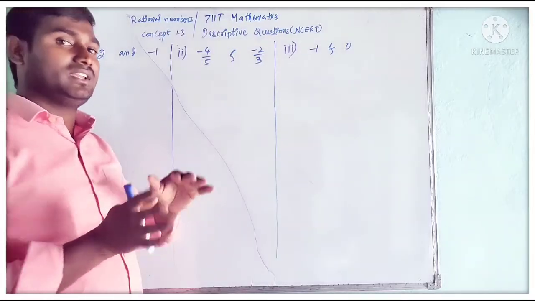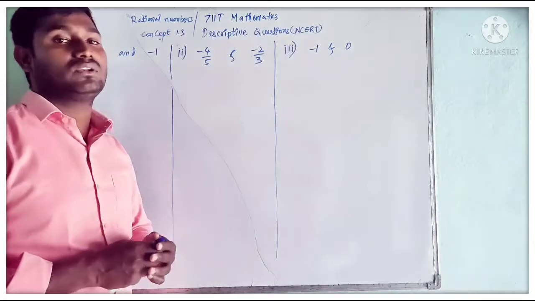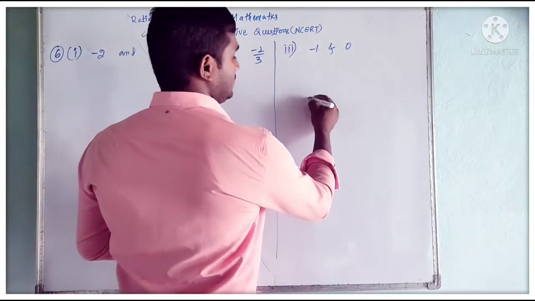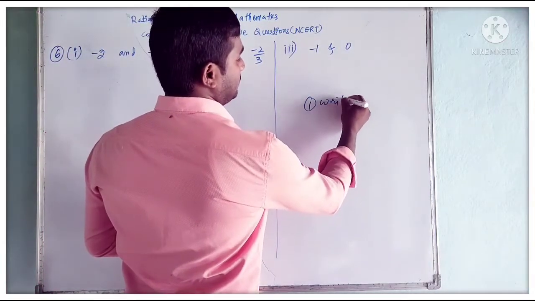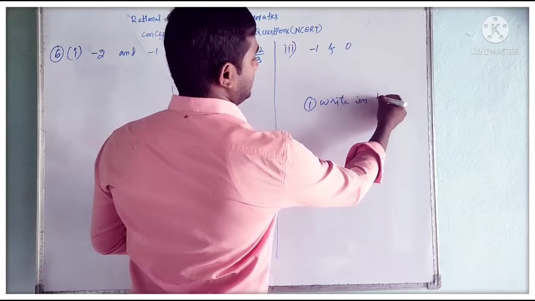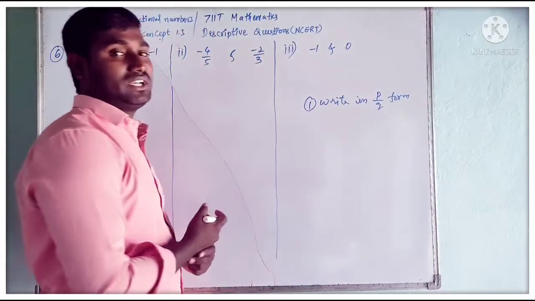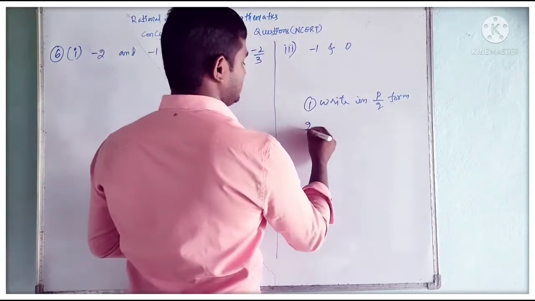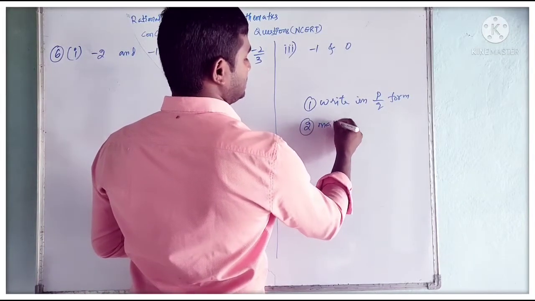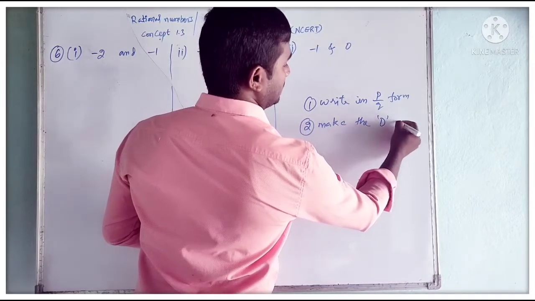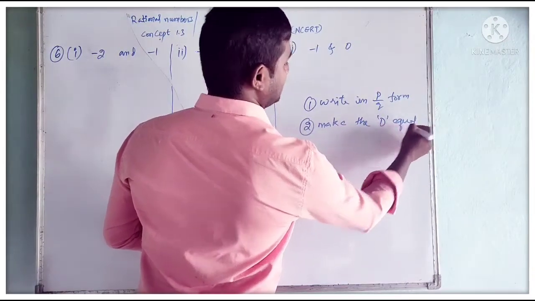If you want to find any other rational numbers, we should follow 3 steps. In the first step, we need to write the given rational numbers in the p by q form. Second step, make the denominators equal. So these 3 steps we need to follow.